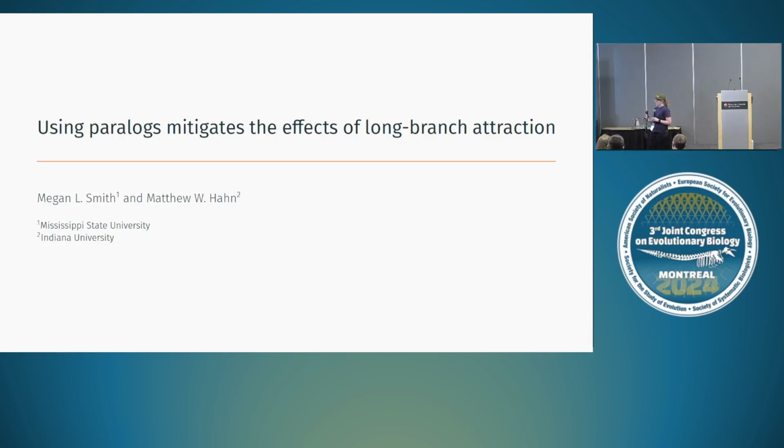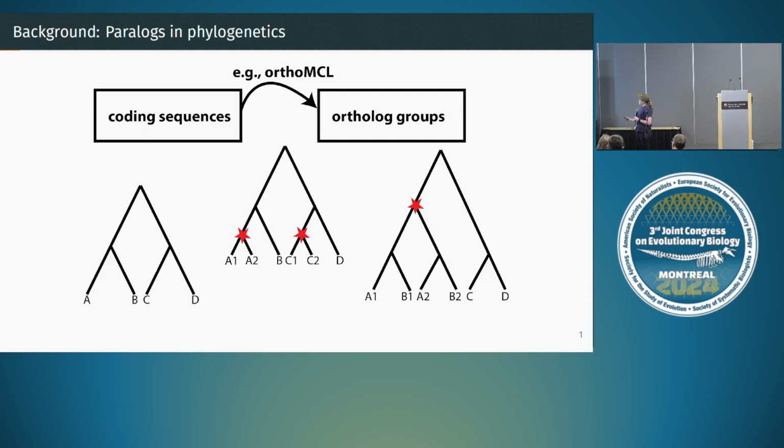And this is work that I've been doing in collaboration with Mahan. So typically in phylogenomics, our pipeline is to start with a set of coding sequences for the taxa that we're interested in, and then to use some clustering program like OrthoMCL to get ortholog groups. These ortholog groups are groups of closely related genes and include both orthologs, or genes related through speciation events, and paralogs, or genes related through duplication events.